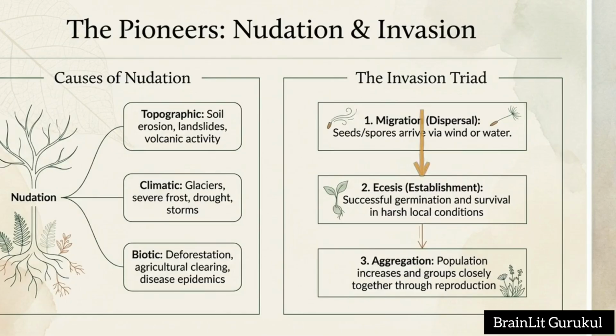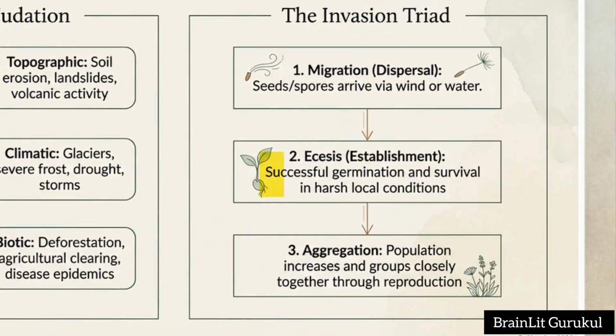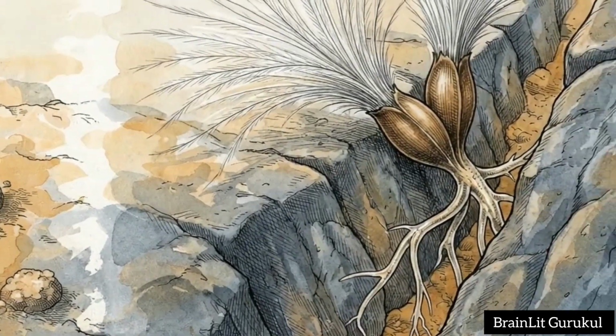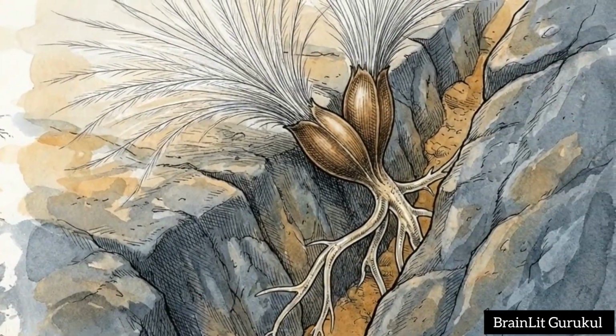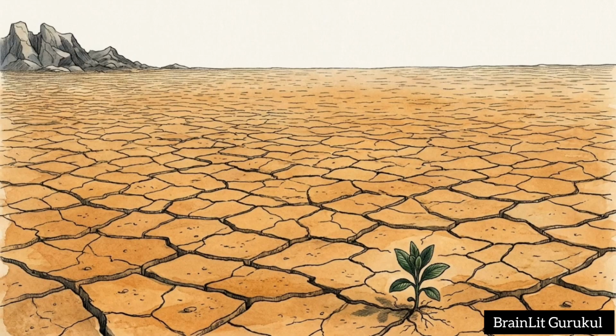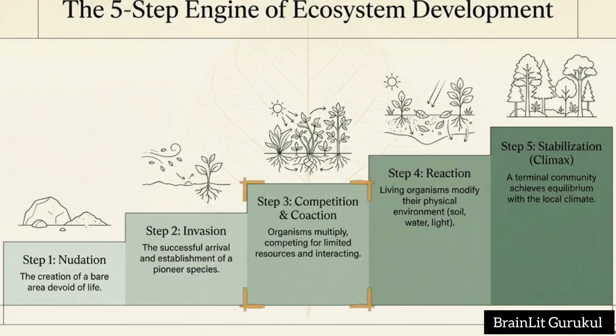But the true bottleneck is ecesis, the successful germination and establishment of a plant, which is statistically rare in hostile conditions. To survive the ecesis phase, pioneer organisms must withstand intense heat and low moisture to anchor their root systems into the substrate. The entire ecological future of a massive landscape hinges on the microscopic success of these initial pioneer seeds. Once ecesis is achieved, those surviving populations reproduce and group together, moving the system to step 3, aggregation.